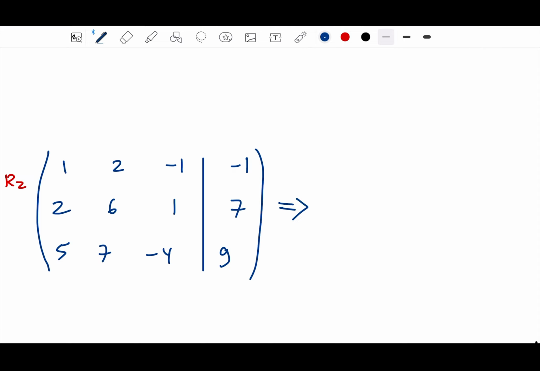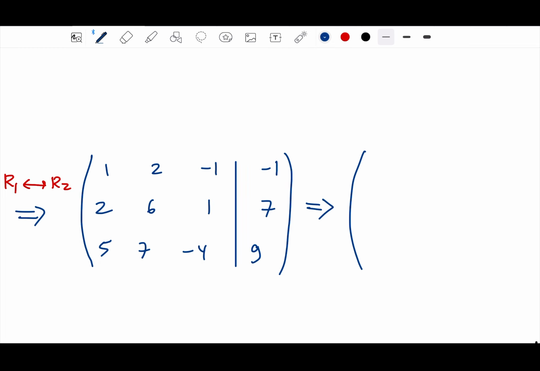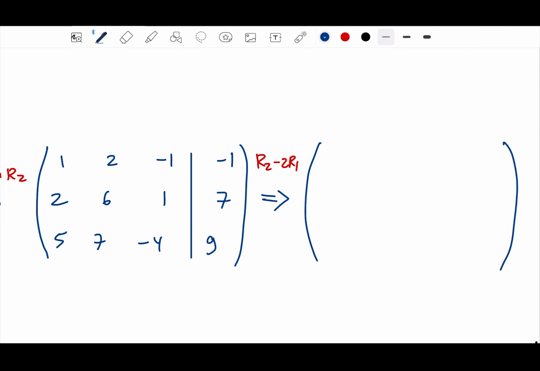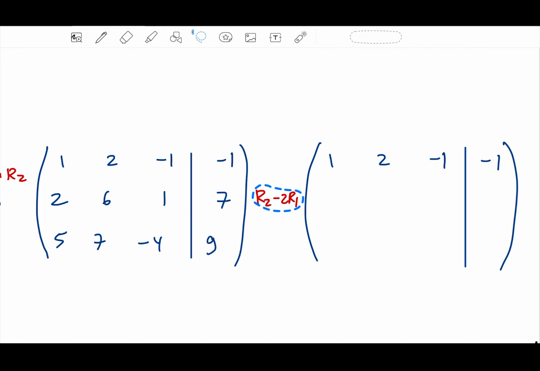Okay, and then let's say we are going to take the R2, let's say R2 minus 2R1. So the first row is just as it is, no change. The second row, I will use this R2 minus 2R1. Or maybe to make it more clear, let me write this R2 on the row 2 here. So this means that the row 2 has changed within these calculations. So let's minus this.